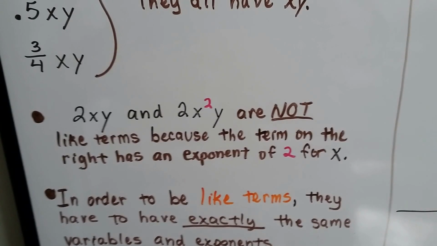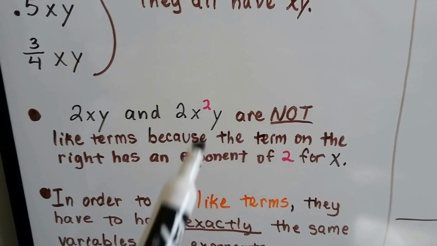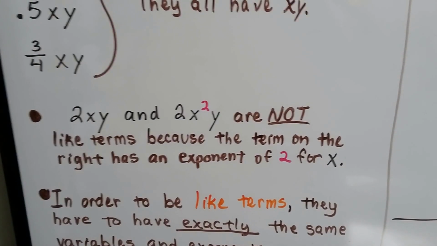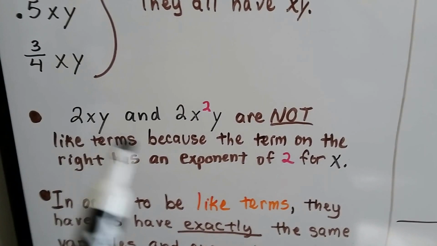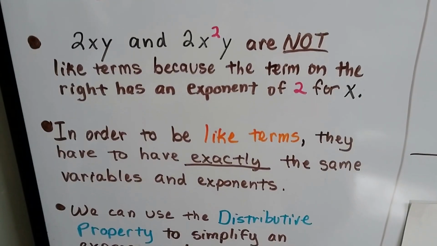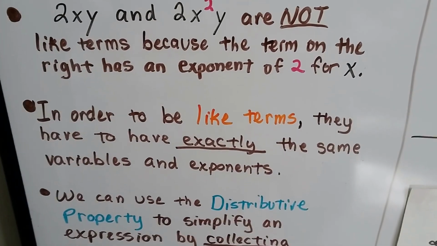2xy and 2x squared y are not like terms because the term on the right has a little 2 for the exponent for x. See that? So they're not like terms. That makes the value of x different. In order to be like terms, they have to have exactly the same variables and exponents.